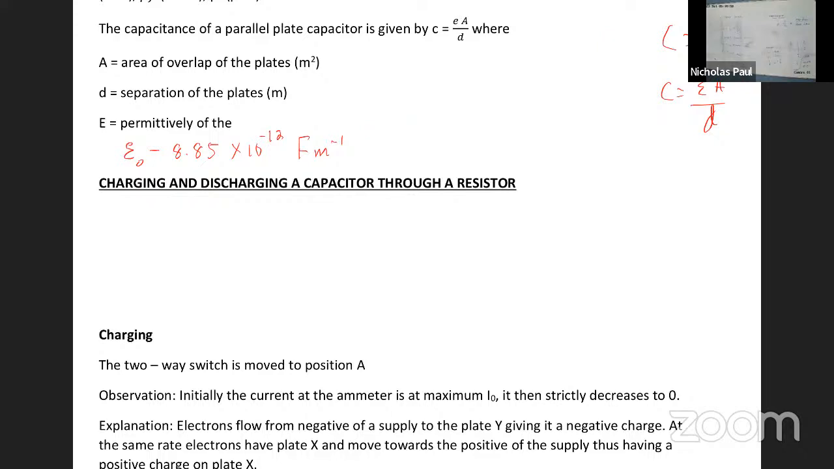Ready? Let's do a little example to just make sure we understand how to manipulate these little formulas here, right? So here's what I'm giving you. I'm going to give you two parallel plates, separated by a distance of 5 millimeters, and the area of each plate is 2 meters squared.